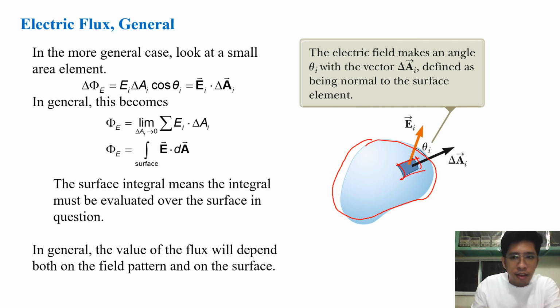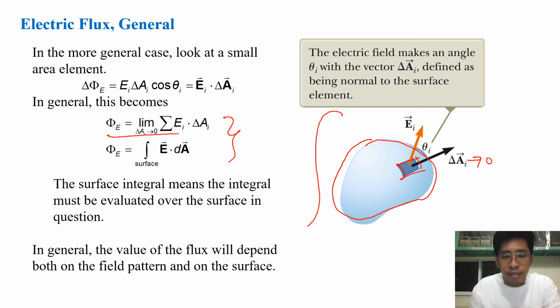You make this area such that it appears to be a rectangle, and if we take the limit of this area approaching 0 so that it is nearer to being a rectangle, we take the limit of your E dot delta A as delta A approaches 0. This is just from your calculus. So your flux is now the integral of E dot dA. For the flux of your surface, the surface integral means the integral must be evaluated over the surface in question, like around here. In general, the value of the flux will depend both on the field pattern and on the surface. If you want to learn more about this, please review your calculus or study the Riemann sum integral.